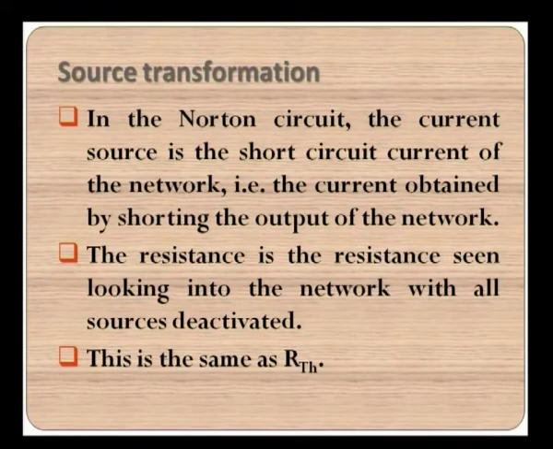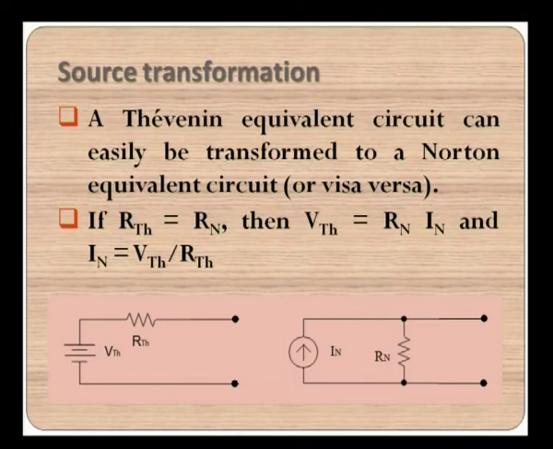In the Norton circuit, the current source is the short circuit current of the network. The current obtained by shortening the output of the network. The resistance is the resistance seen looking into the network with all sources deactivated. This is the same as that of the RTH, Thevenin equivalent. A Thevenin equivalent circuit can easily be transformed to a Norton equivalent circuit and vice versa.